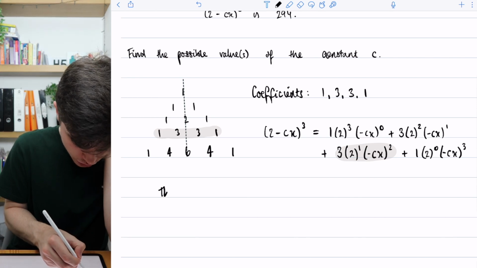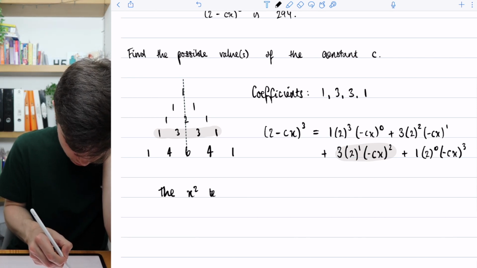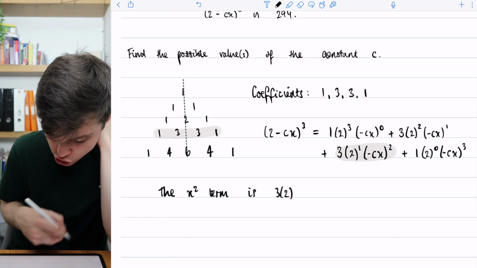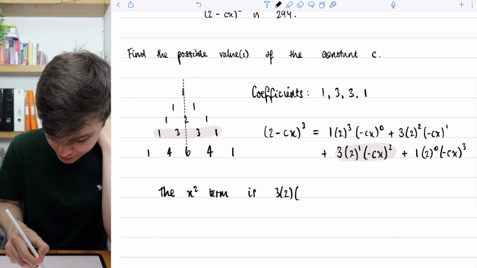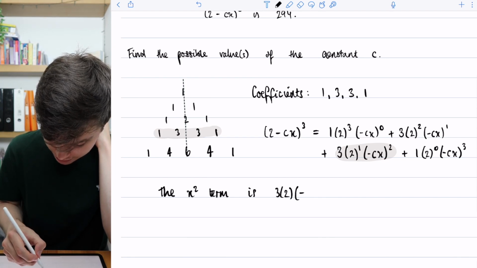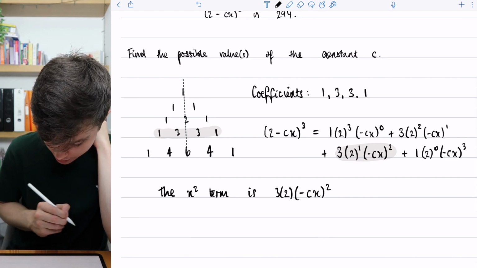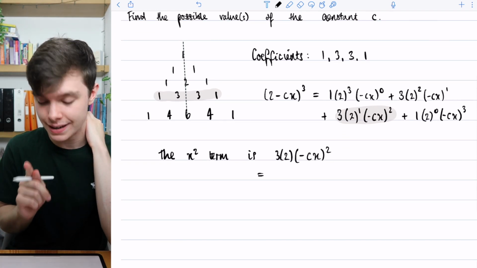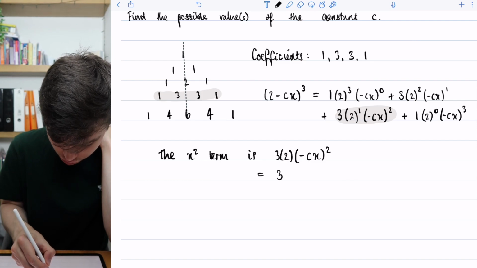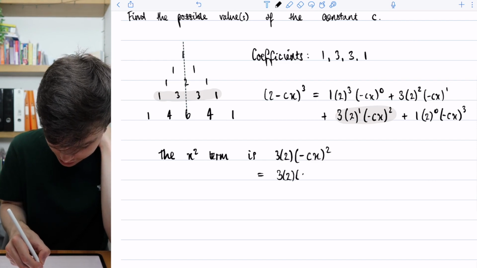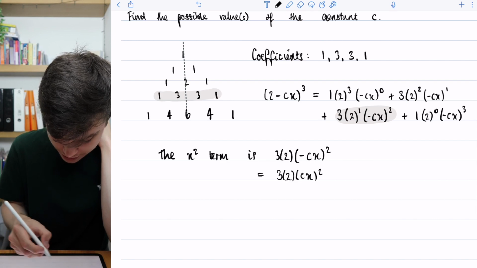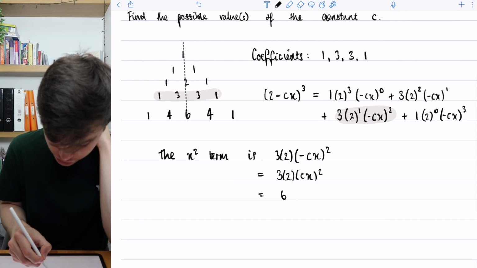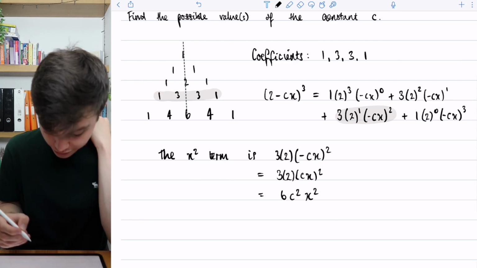So the x squared term is this. It's 3 times 2 to the power 1. We don't need the power 1. Minus cx squared. Okay, that's what the term is. Now it's squared, so I also don't need that negative. So it's going to be 3 times 2 times cx squared. Let's do some manipulation on that. 3 times 2 is 6. Cx squared is c squared x squared.